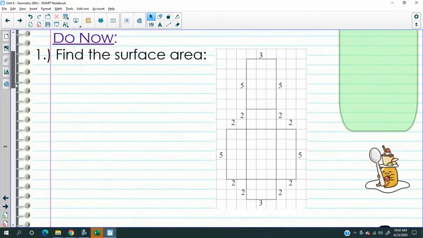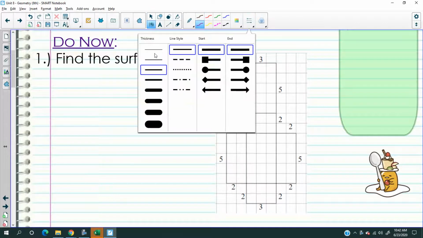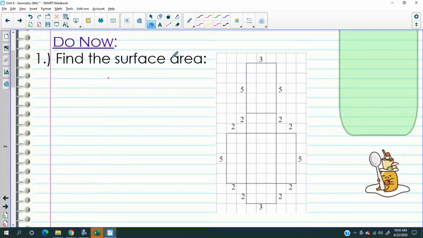Okay, here's the do now. So go ahead, find the surface area. So press pause right now. Okay, all right, and we're back. So yesterday, we started talking about what surface area is and how to find it. So today, I thought for do now, it would be good if I just give you the net and have you find the areas of all these rectangles, and then tomorrow you do some of the more difficult questions for do now.